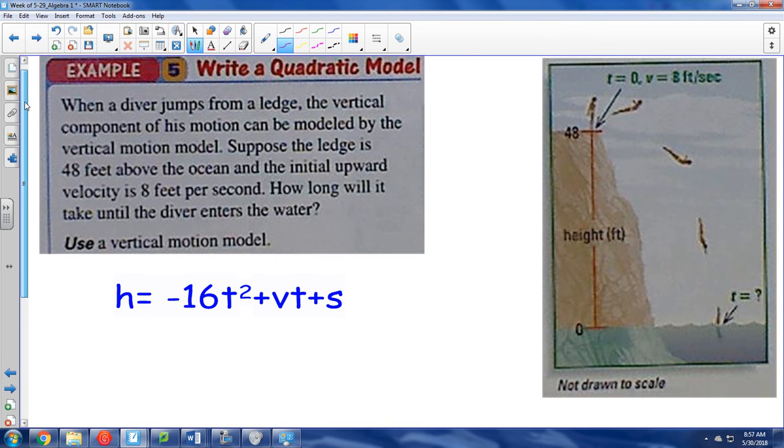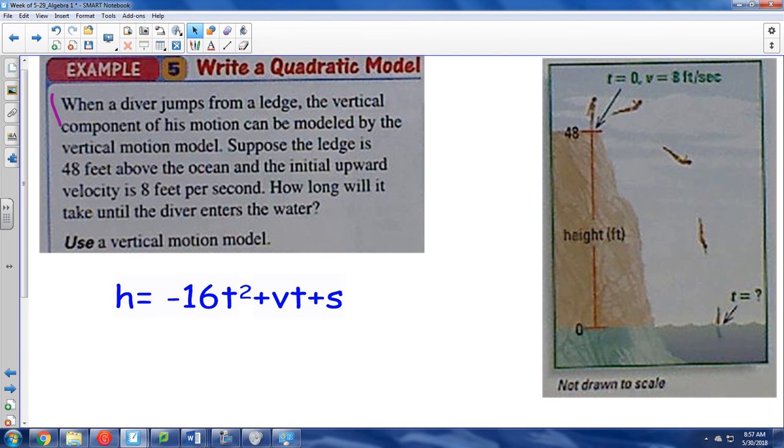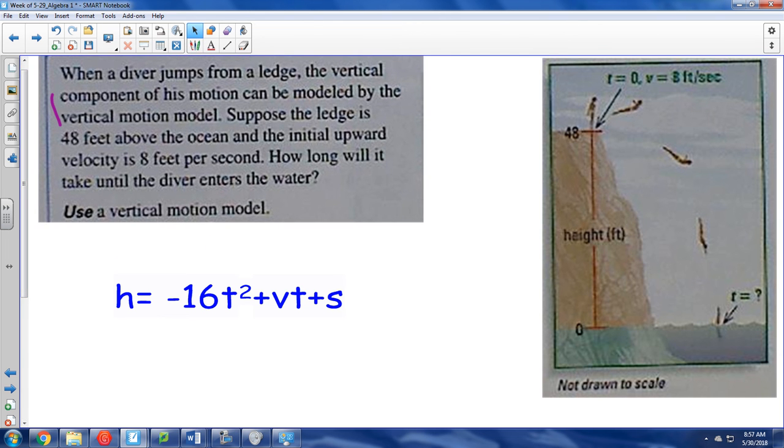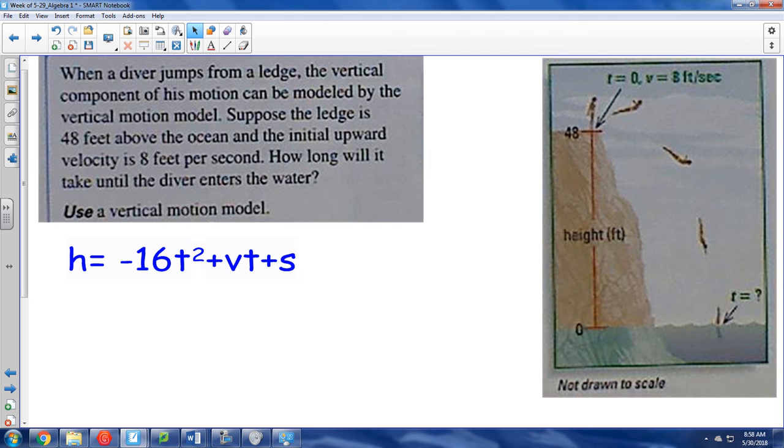So here's the problem. And I'm going to move a little bit quicker here just because I don't want to keep the video too long. When the diver jumps from a ledge, okay, his vertical motion can be modeled by this blue equation here. That's the vertical motion model. Suppose the ledge is 48 feet above the ocean.